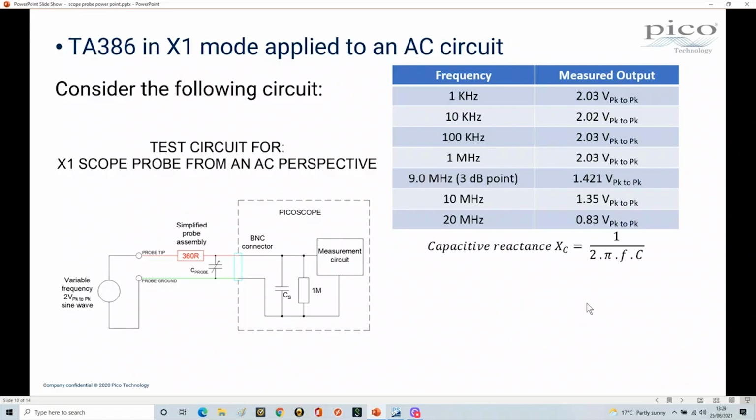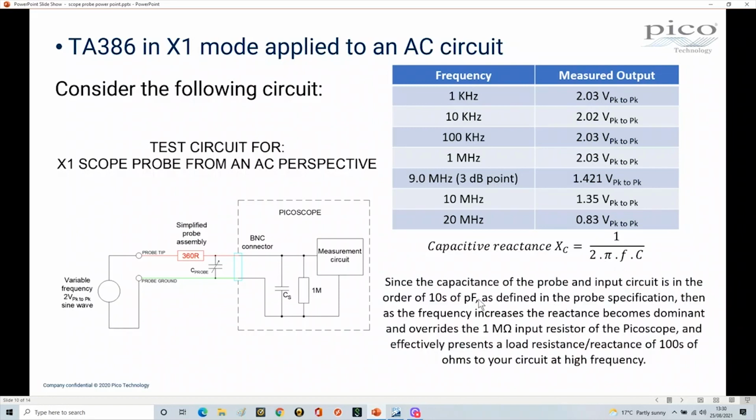So what can we say about all of this? Well, the capacitive reactance XC is 1 upon 2 pi FC. And what we're saying is that the capacitance of this probe is in the tens of picofarads, and this is defined in the specification of the probe. And therefore when you put these figures into here, you end up with hundreds of ohms as the capacitive reactance. And therefore this becomes so significant in relation to this 1 meg component that the capacitance becomes dominant at high frequency. And so the loading of this setup on your circuit becomes quite significant.